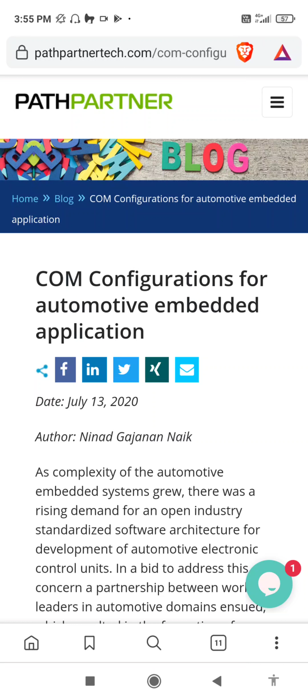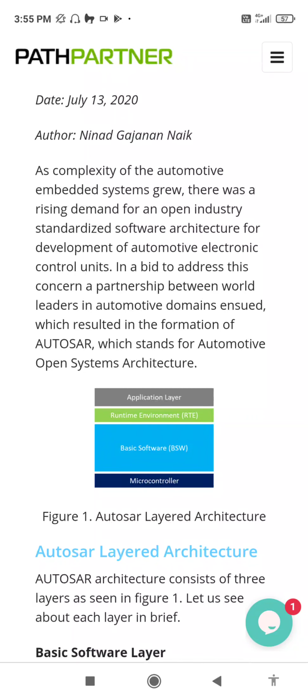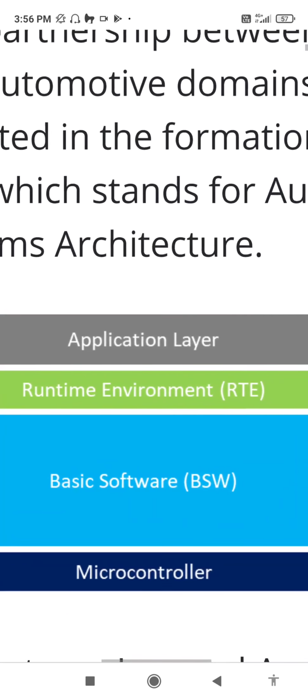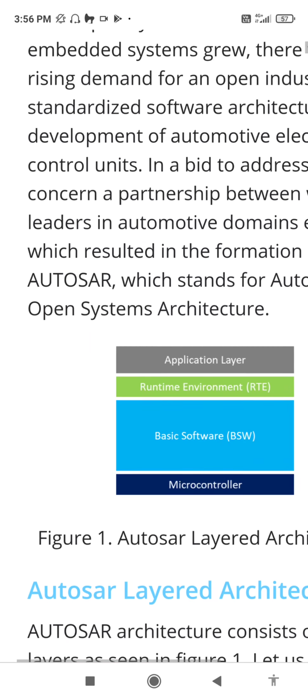As complexity of the automotive embedded systems grew, there was a rising demand for an open industry standardized software architecture for development of automotive electronic control units. In a bid to address this concern, a partnership between world leaders in automotive domains ensued, which resulted in the formation of AUTOSAR, which stands for Automotive Open Systems Architecture.